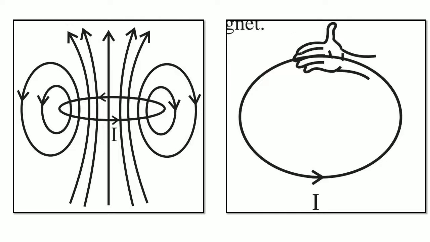So hope you will understand. Here you can take a ring, put your right hand according to the right hand thumb rule, and you can easily find the direction of the current and the magnetic field. You can see the direction of the magnetic field clockwise and anti-clockwise, so it will be very easy to understand.